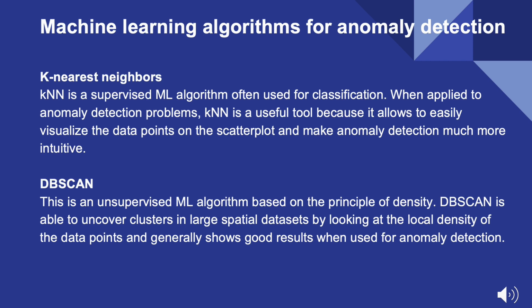DBSCAN. This is an unsupervised ML algorithm based on the principle of density. DBSCAN is able to uncover clusters in large spatial datasets by looking at the local density of the data points and generally shows good results when used for anomaly detection. The points that do not belong to any cluster get their own class, so they are easy to identify. This algorithm handles outliers well when the data is represented by non-discrete data points.